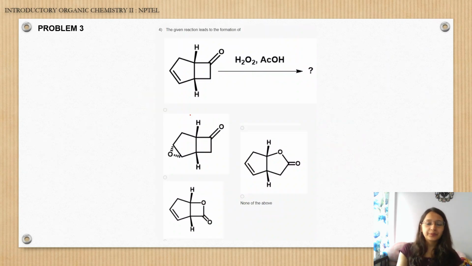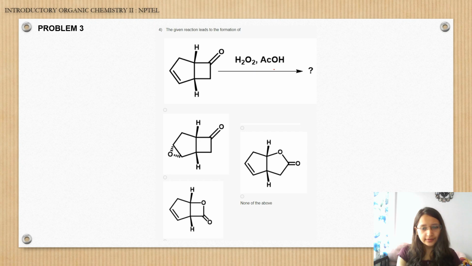I hope you guys understood both the problems. Any doubt, just tell me, okay? So in problem 3, they are asking: the given reaction leads to the formation of what? So there are four options, and amongst which you have to select which is the correct one. So here the reaction is, first of all, this ketone is treated under the hydrogen peroxide condition in acetic acid.